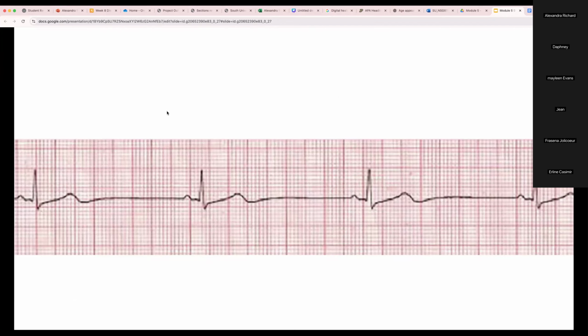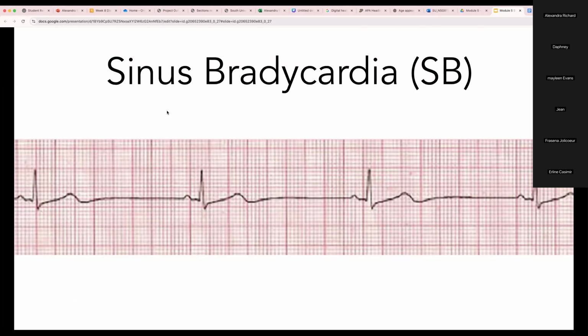Next one, is this a sinus rhythm? And what is the name of the rhythm? Very good. This is sinus bradycardia. So there is a P wave in front of every QRS. The QRSs are all the same distance apart. And you count 4 QRSs, 4 times 10, the heart rate is 40.